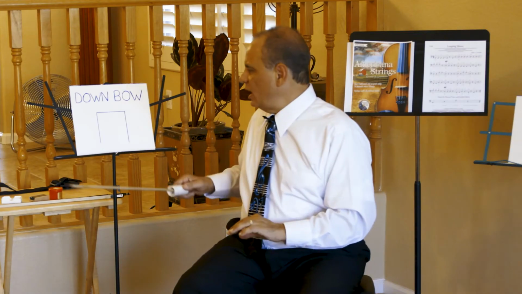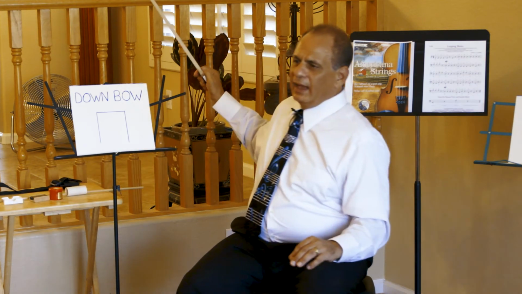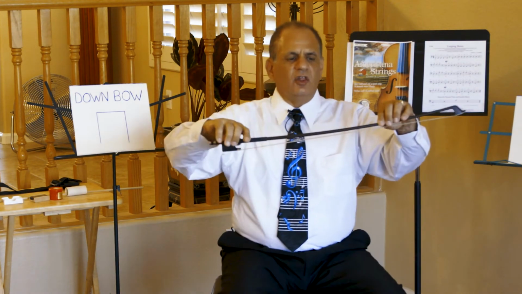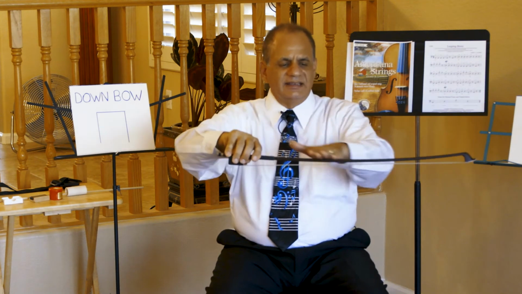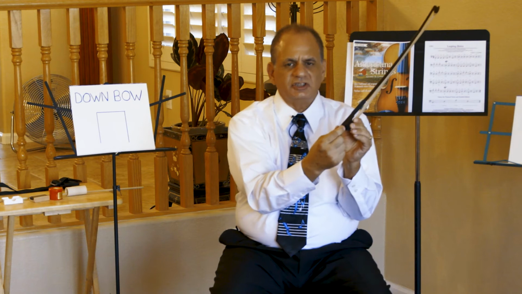Now, let's get our real bow. And you'll see, this is the cello bow. And you'll see there is a bend to the cello bow. And there's an adjusting screw.